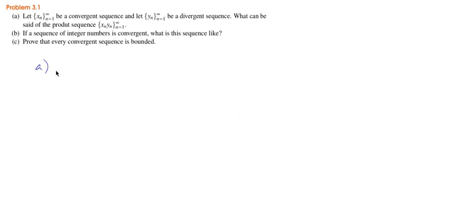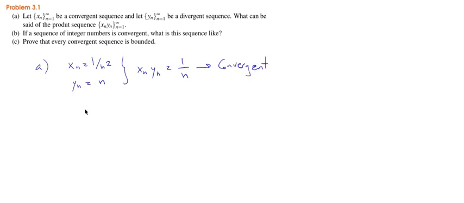You can't say anything, okay? And I'm going to show it to you using some counterexamples. So x sub n, you can choose, for instance, 1 over n squared. This is a convergent sequence. We know it converges to 0, and then y sub n could be n. So the product of x sub n, y sub n is 1 over n, which is convergent. But if x sub n is, for instance, 1 over n, and y sub n is n squared, then the product is n, which is divergent.